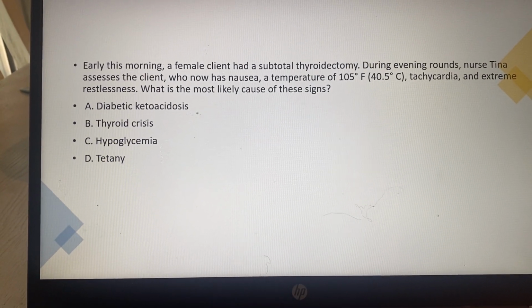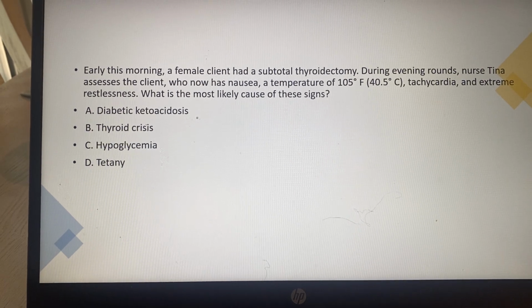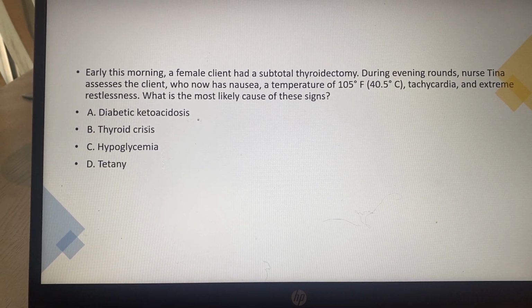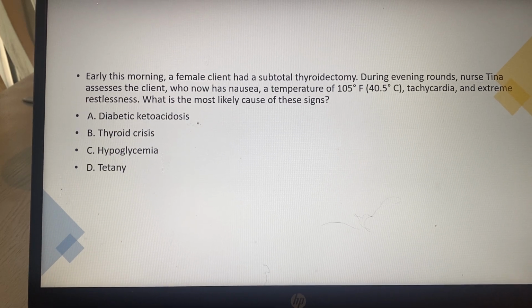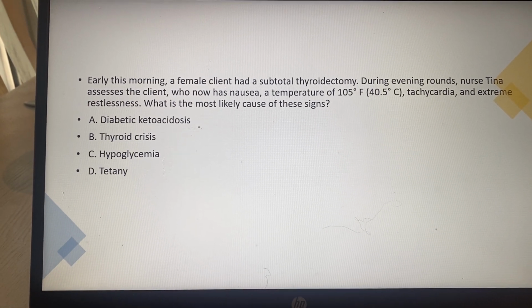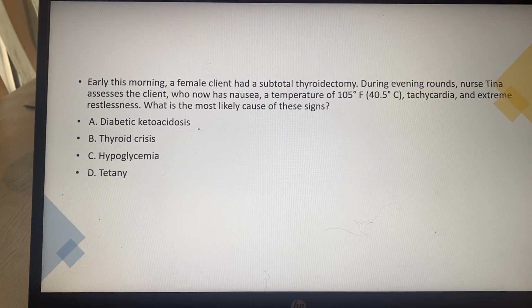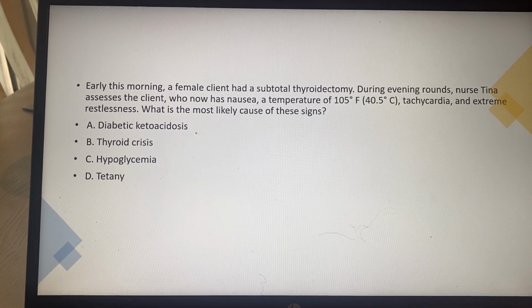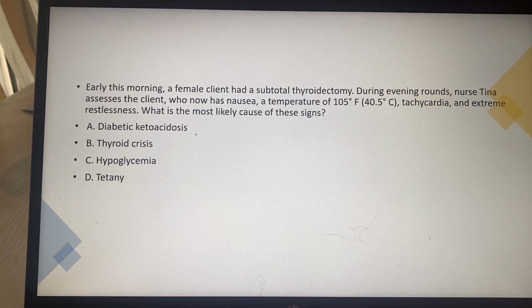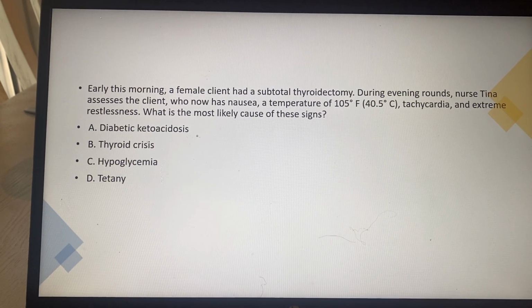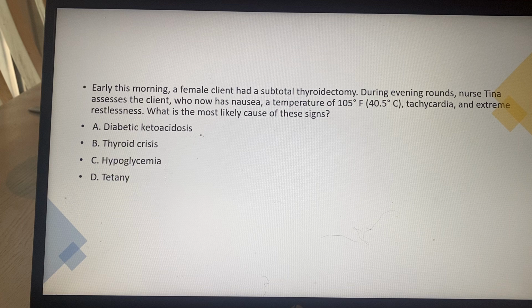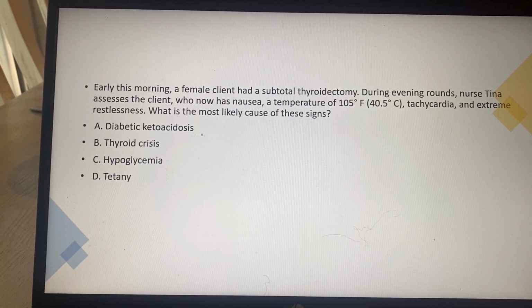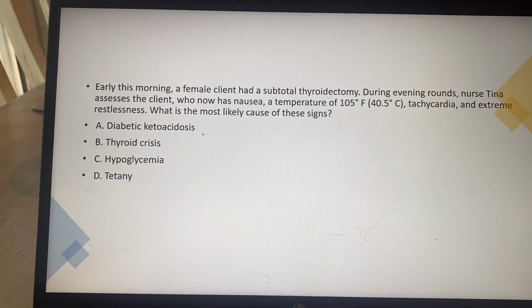So when we're looking at these other conditions, diabetic ketoacidosis, what are symptoms related to that? We're talking about diabetes, hyperglycemia. And with hyperglycemia, it's not so much tachycardia. Remember the 3 Ps, right? Polydipsia, polyphagia, polyuria. Do we see any of that? Hypoglycemia, tachycardia. They have extreme restlessness, but what about that fever? Does that fever fit with hypoglycemia?